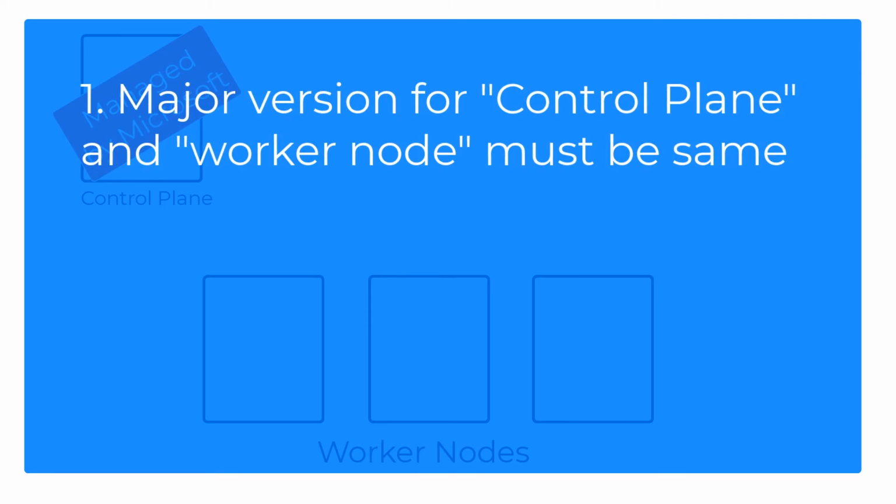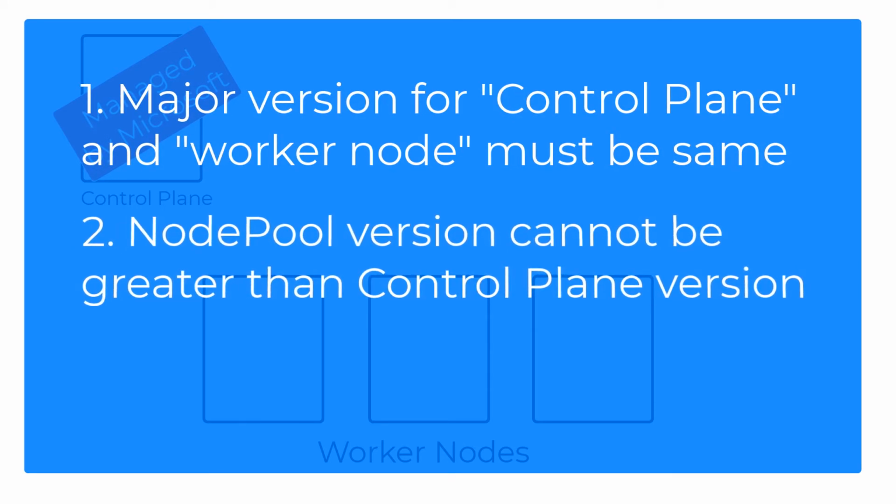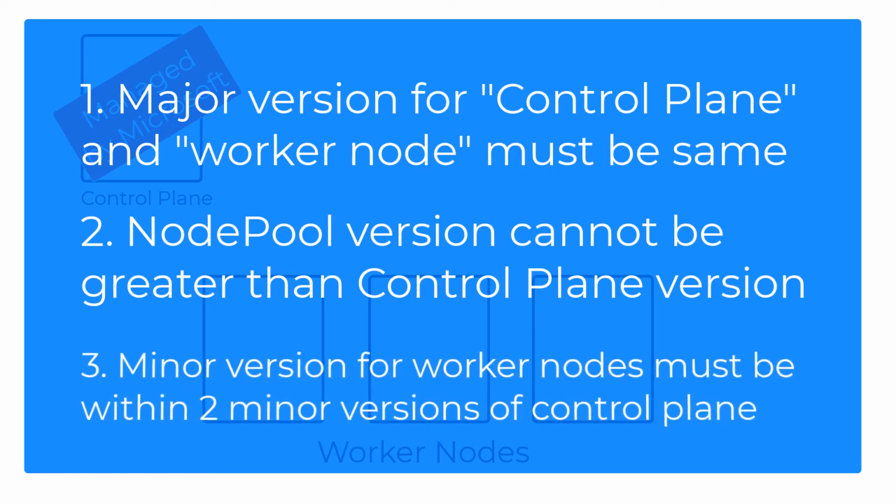The major version for the control plane and the worker nodes must be the same. The node pool version cannot be greater than the control plane version. The last criterion is that the minor version of the worker nodes must be within 2 minor versions of the control plane.